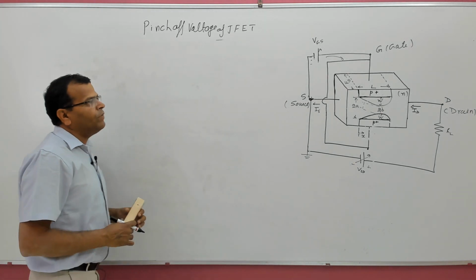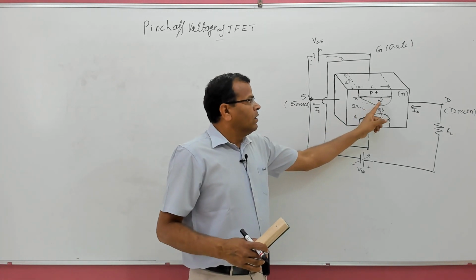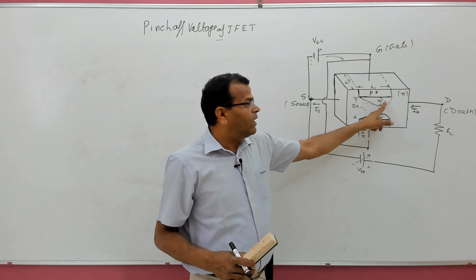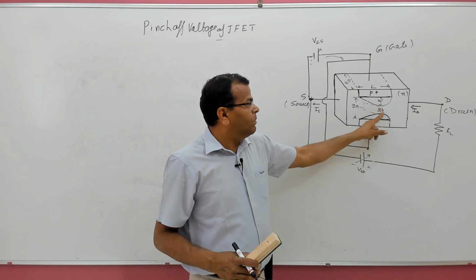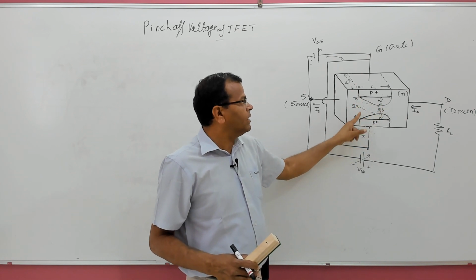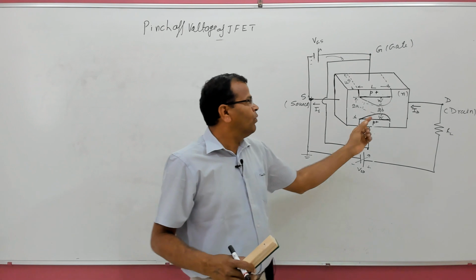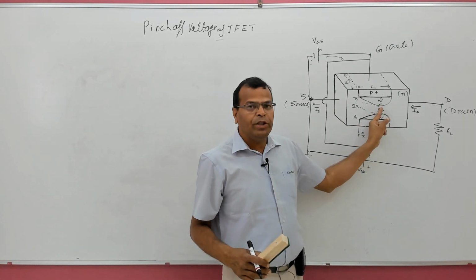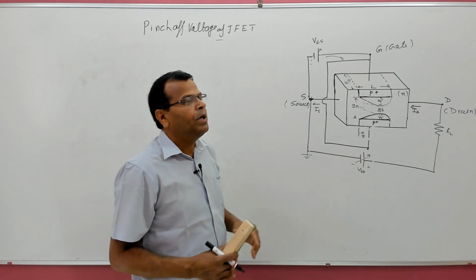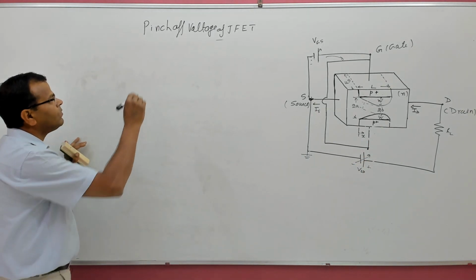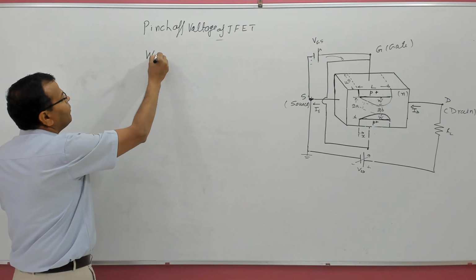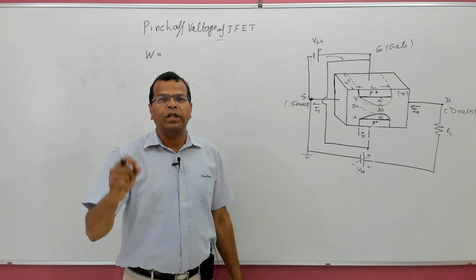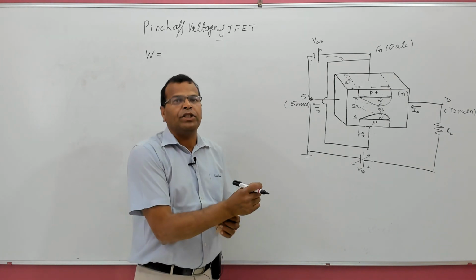Now here if you see, the W is depletion layer width on either side of the channel, 2B is minimum width of the channel, 2A is maximum width of the channel. So when this 2B becomes 0, width of the channel becomes 0, and that condition is known as pinch off condition. We have derived the expression of width of the depletion layer in PN junctions. You can see my previous videos on PN junction diode.